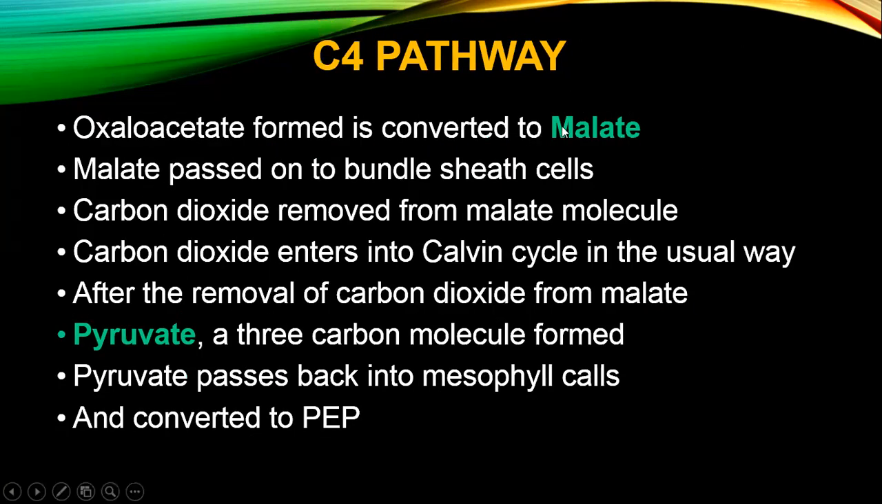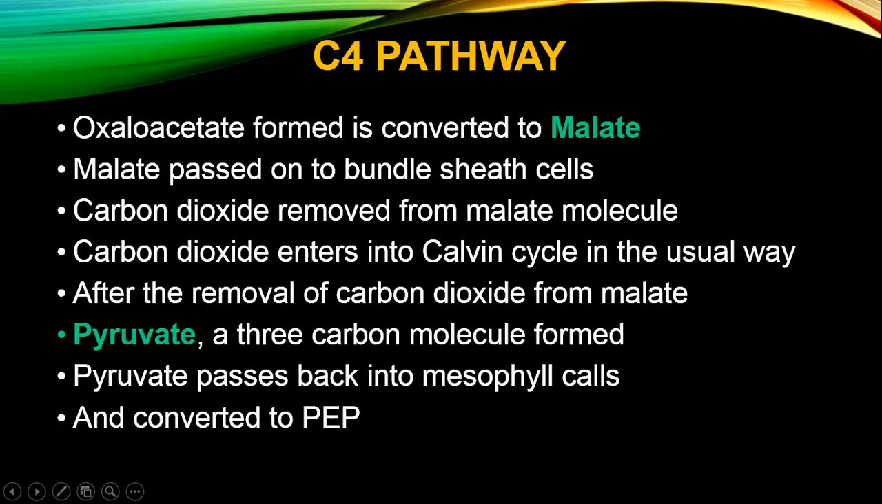Oxaloacetate formed is converted to malate. Malate is passed on to bundle sheath cells. Carbon dioxide is removed from the malate molecule, so carbon dioxide enters into the Calvin cycle in the usual way. After the removal of carbon dioxide from the malate, pyruvate, a 3 carbon molecule, is formed. Pyruvate passes back into the mesophyll cells and is converted to phosphoenol pyruvate.